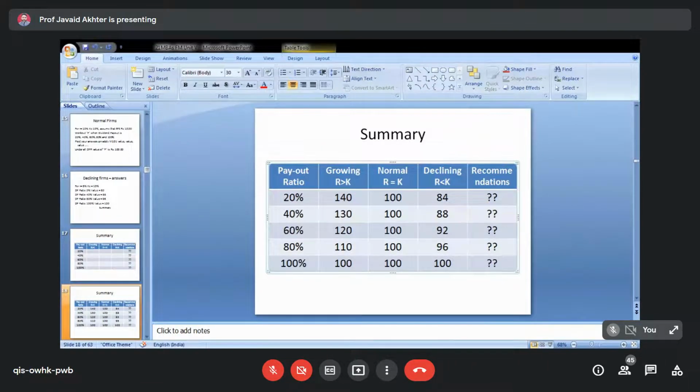Then, sir, what is your logic of 60? Number one, in your opinion, the firm should pay 60% dividend. Is that right? Yes. According to you, we are discussing a growing firm. Is there anyone who is for 80% or 20%?